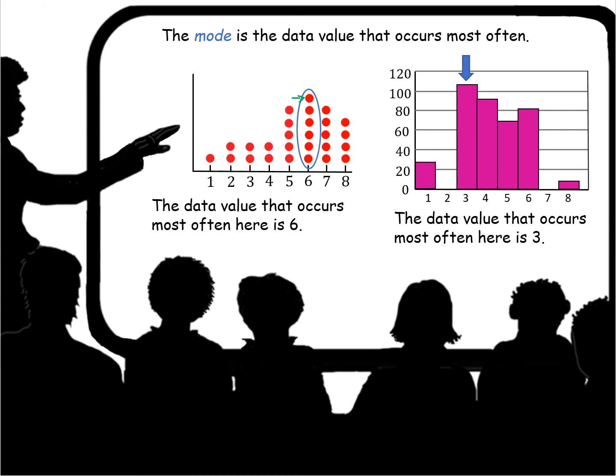Over on the histogram, it's the same idea. You can look for where the bar goes the highest, and that is in this area right here, so it's in column 3. That's your highest data point. Since you have about 105 data points in here, that would tell you that 3, from a frequency standpoint, has been used 105 times, and that's the most. So the mode is the data value that occurs most often, and in this case it's 3.